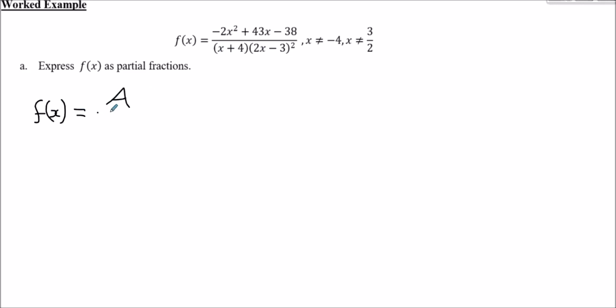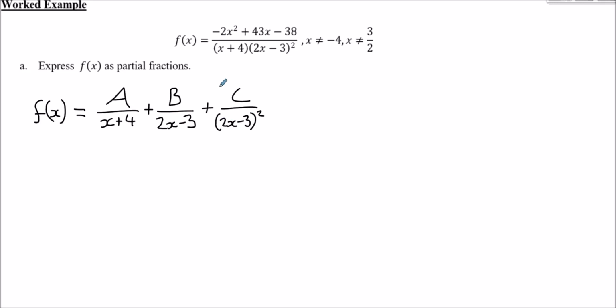So a, some value to be found over x plus 4, plus b over 2x minus 3, plus c over 2x minus 3 squared. Again, for a repeated factor, you'd have to do the repeated factor in ascending powers, starting from power 1 up to and including the actual power that the factor is raised to. So if that were factor 3, if that was cubed, it'd be that squared, and plus d over 2x minus 3 cubed. But I digress, we don't have to worry about this here.